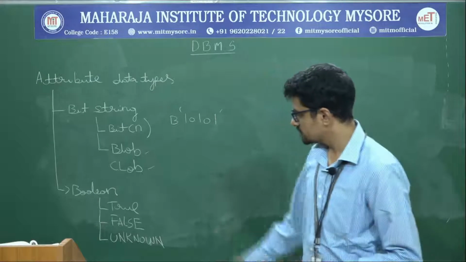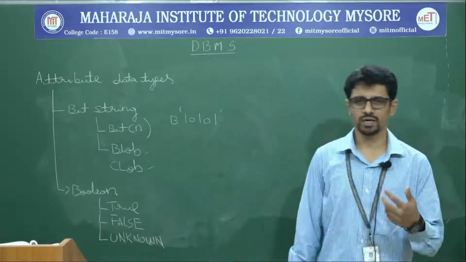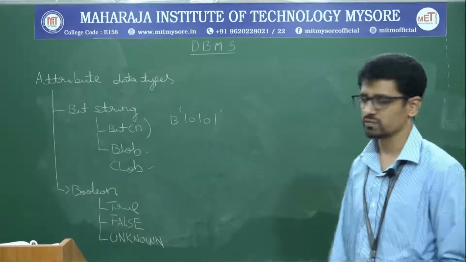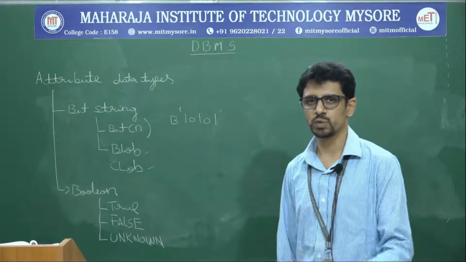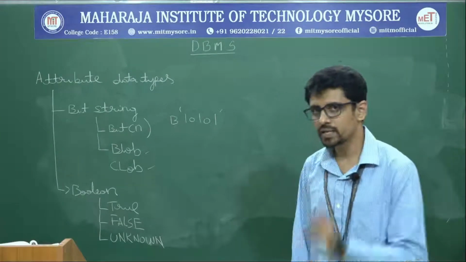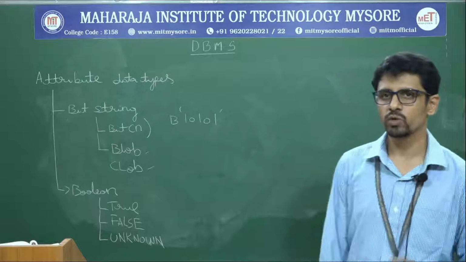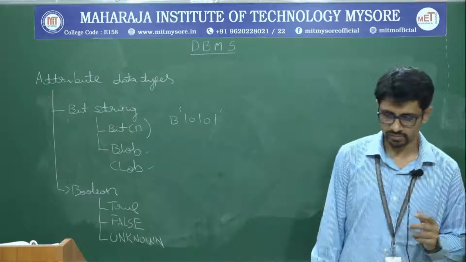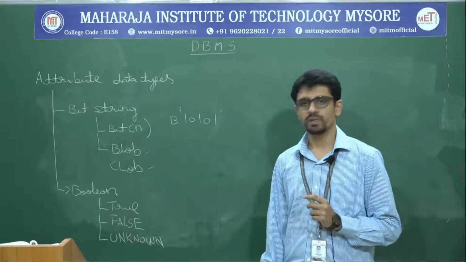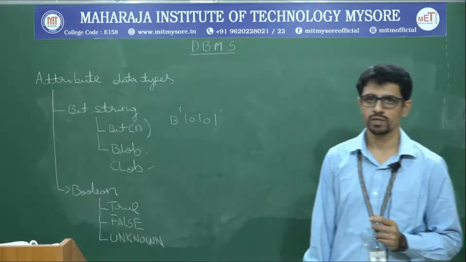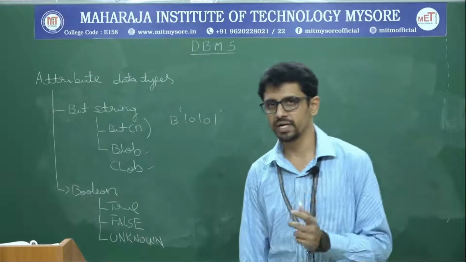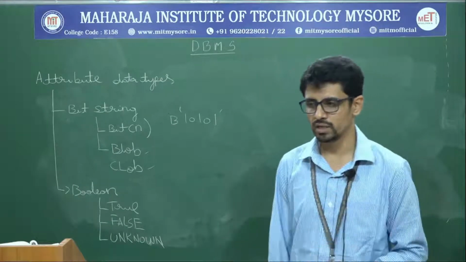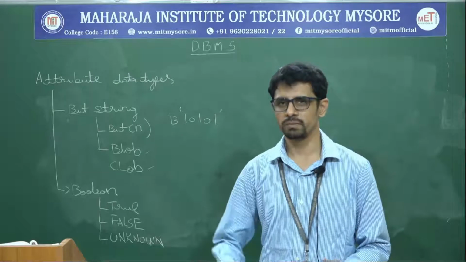Then comes your Boolean type. As you all might be aware, we have two values, true as well as false. But in SQL we have one more type called unknown with the Boolean value. Why this unknown comes into the picture is, you might have heard of null values, and while filling data into a database we might encounter null. Null in the sense that the value might be missing.